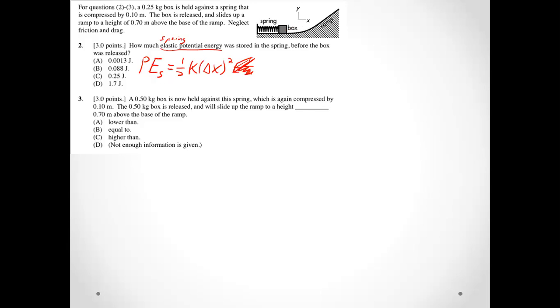So if we look at our diagram, we call this our initial right here. And then it goes up the ramp to a certain place, and we call that final. So this is right here. Draw our dashed line for PE sub G equals zero. And then not a dashed line, but we'll draw a regular line. It's a very small diagram, which was intentional. I was trying to leave room so that we could do the work on here.